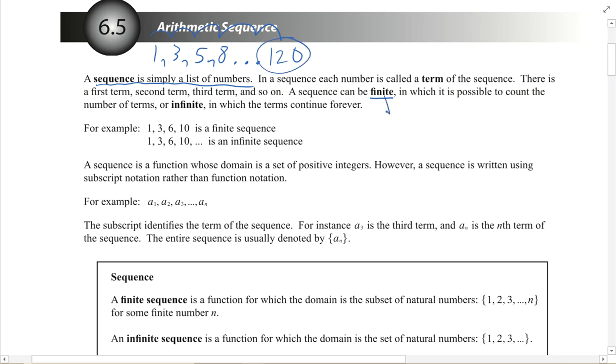If finite has an end, then infinite continues forever. So finite has an end, whereas infinite goes forever. We show that by writing an ending number here, which means it has an end, and this means it goes forever.